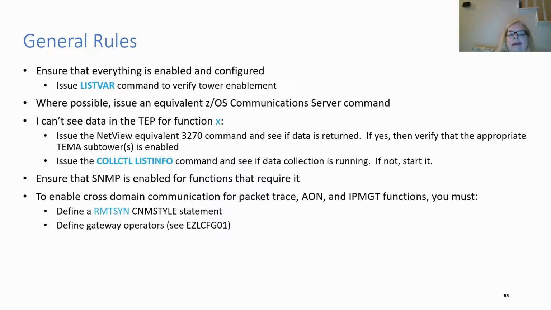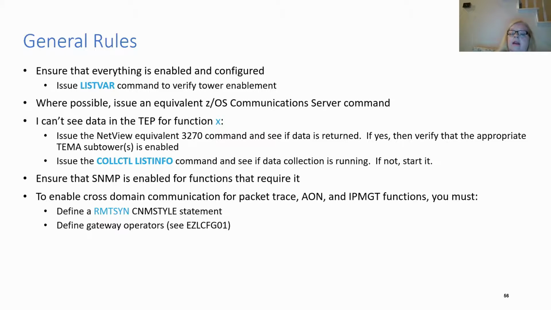If something's not working in Netview, or you don't think the data is correct, issue an equivalent zOS communication server command. Because we get that data from zOS communication server, we do some calculations for the distributed device statistics, but in general, we're not making up the data. We're getting it from the ZCS. If you say, well, I can't see data in the TEP for function XYZ or X, issue the Netview equivalent 3270 command, which I have those commands in backup here, and see if the data is returned.